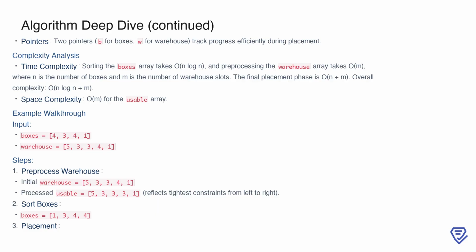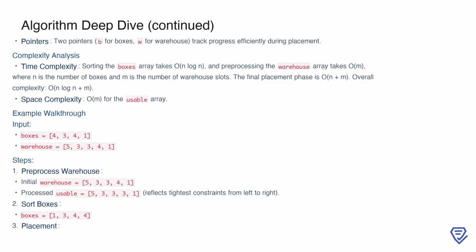This approach minimizes the need for nested loops or additional complexity. Let's analyze the time and space complexity. Sorting the boxes array takes n log n, where n is the number of boxes. Pre-processing the warehouse array takes m, where m is the number of warehouse slots. The final placement phase, which involves iterating through both arrays with two pointers, takes n plus m.